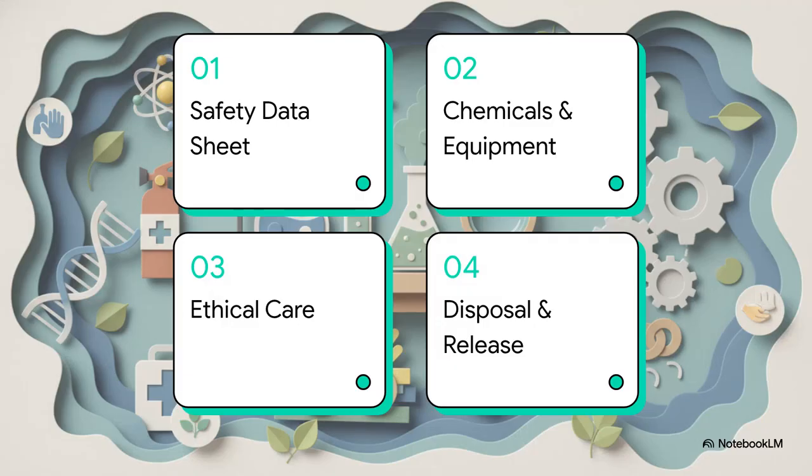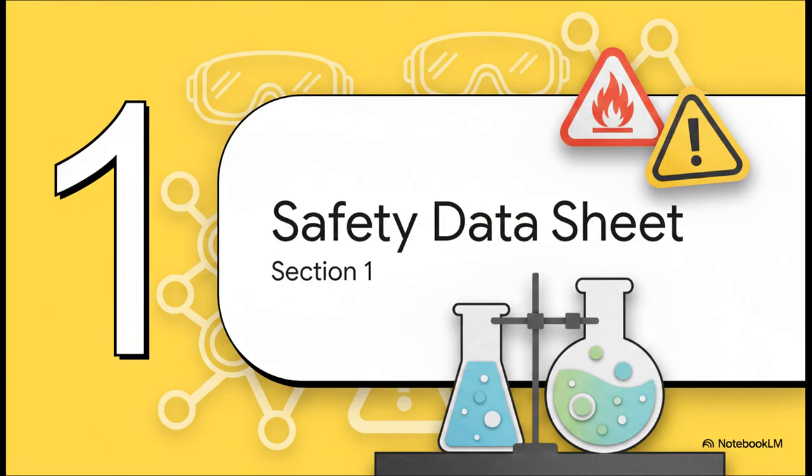Okay, let's dive right into this. We've got a really clear roadmap for today, split into 4 sections. Section 1 covers the safety data sheet. Section 2 is all about managing chemicals and equipment. Section 3 shifts gears into the ethical care of organisms. And finally, Section 4 outlines safe disposal and release. Section 1, the safety data sheet.